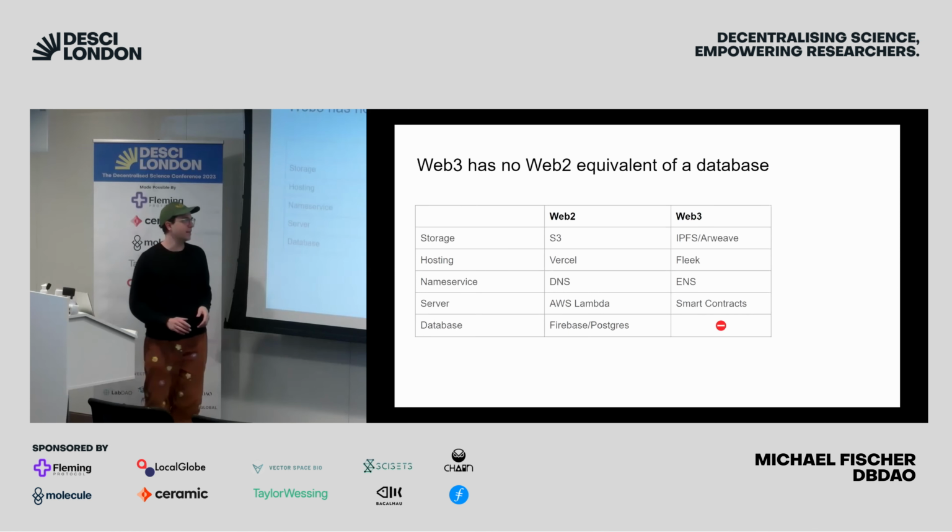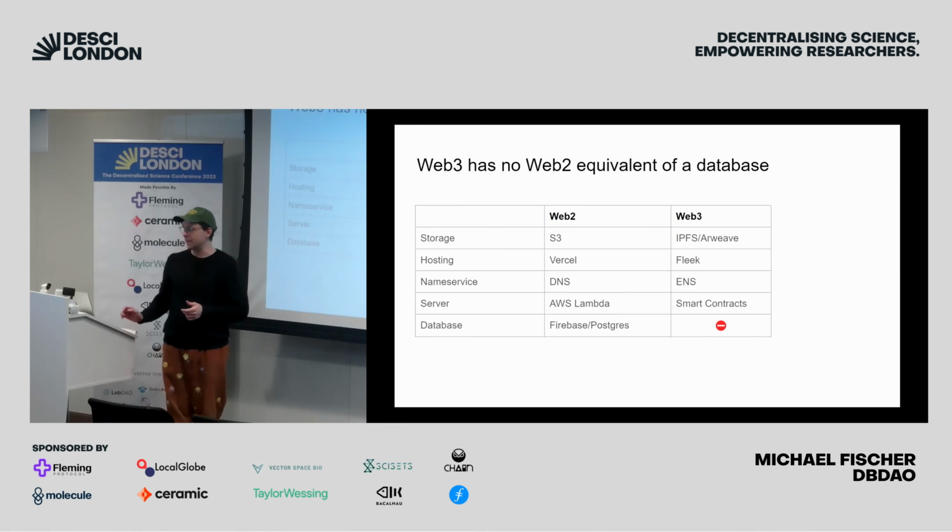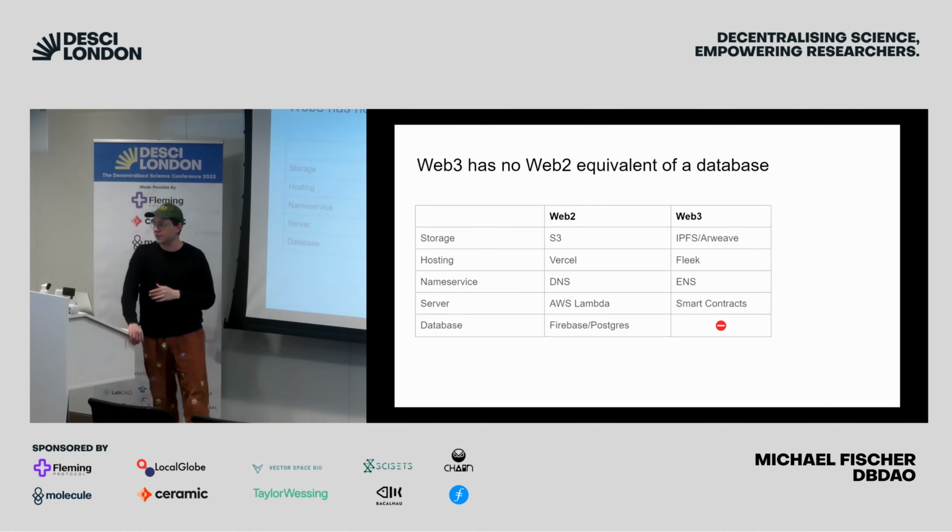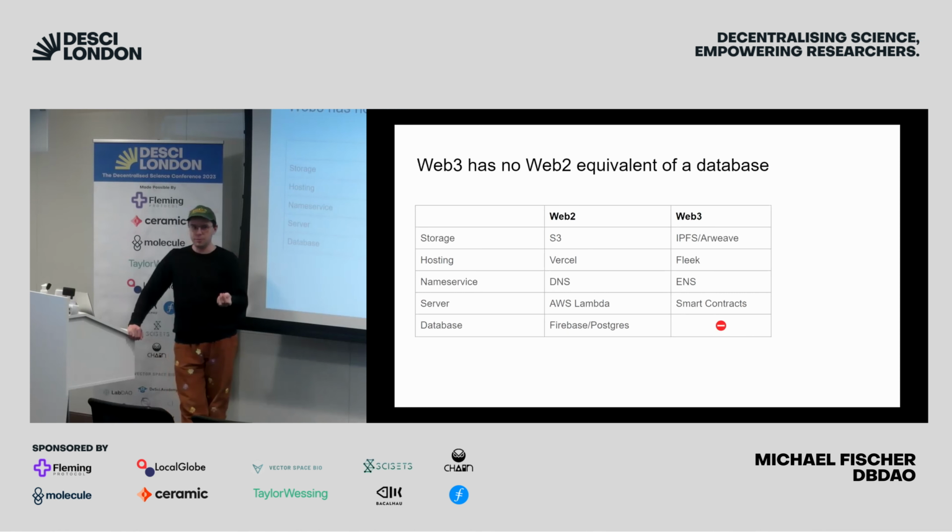So why do we need a Web3 native database? On the storage side, you have S3 as the Web 2 version, and the Web 3 version of that is IPFS or Arweave. On the hosting side, there's Vercel for Web 2, and for Web 3, I think you do Fleek. And for each of these very primitive parts of the computational stack, there wasn't any big database that was really meant for Web 3 style applications.